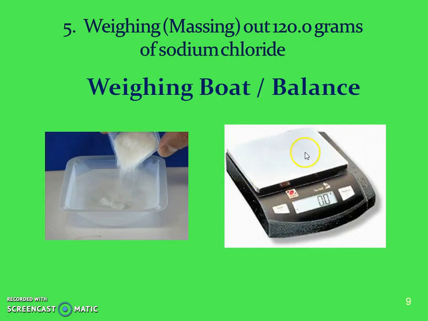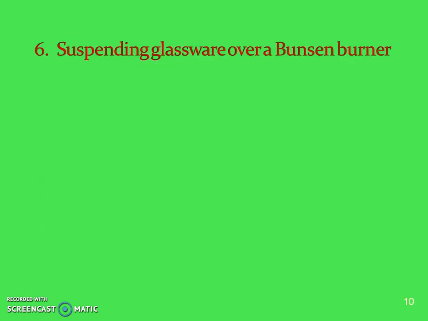Now, when we're using the balance, if we're putting something big on this, like a beaker or a piece of metal, you can just lay it right on there. However, if you're weighing something like sodium chloride here, the salt, and it's a powder, you're going to use that weighing boat first. And we'll go through the procedure on how to use it again to get the mass.